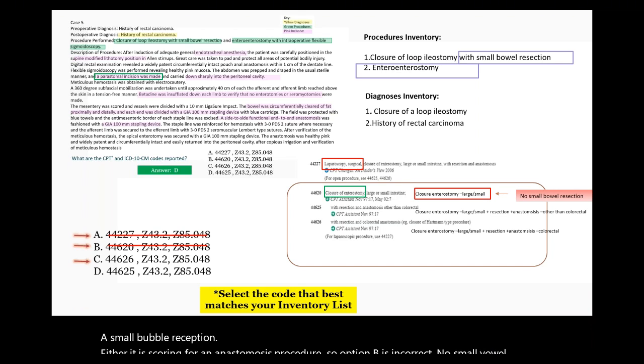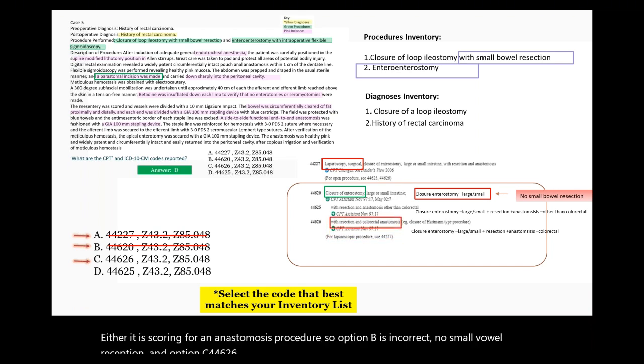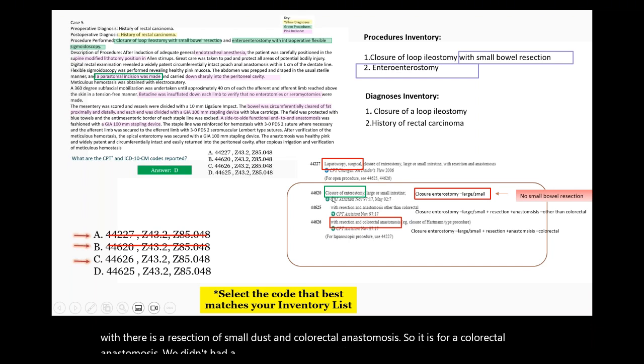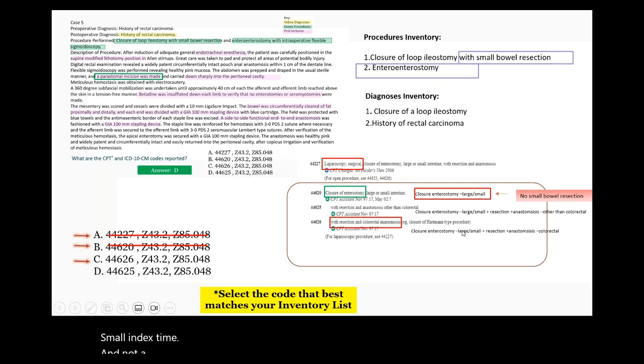Option C, 44626, is incorrect because it's coding for a closure enterostomy, yes, but with a resection of small intestine and colorectal anastomosis. So it is for a colorectal anastomosis, and we didn't have a colorectal anastomosis. We had an enterostomy, so the anastomosis was between small intestine, not a colorectal anastomosis. That means option C is also incorrect.